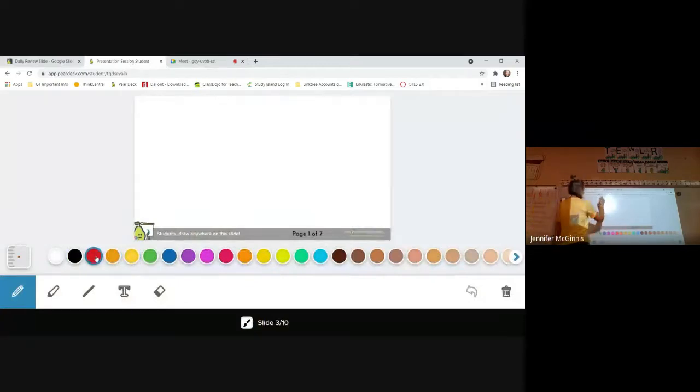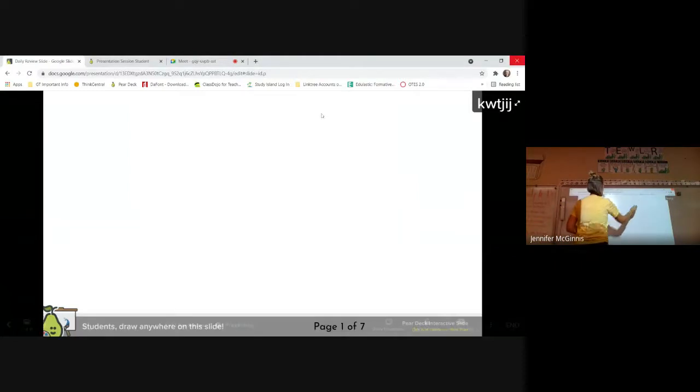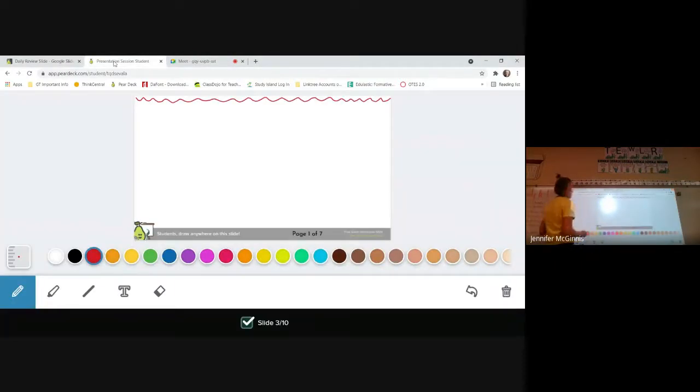Let's get on our review. Underneath our review slide, draw our squiggly line to separate the review slide from the classwork. I want you to draw a box, a rectangle with a side length of 2 and a side length of 4. Here is what your box should look like.